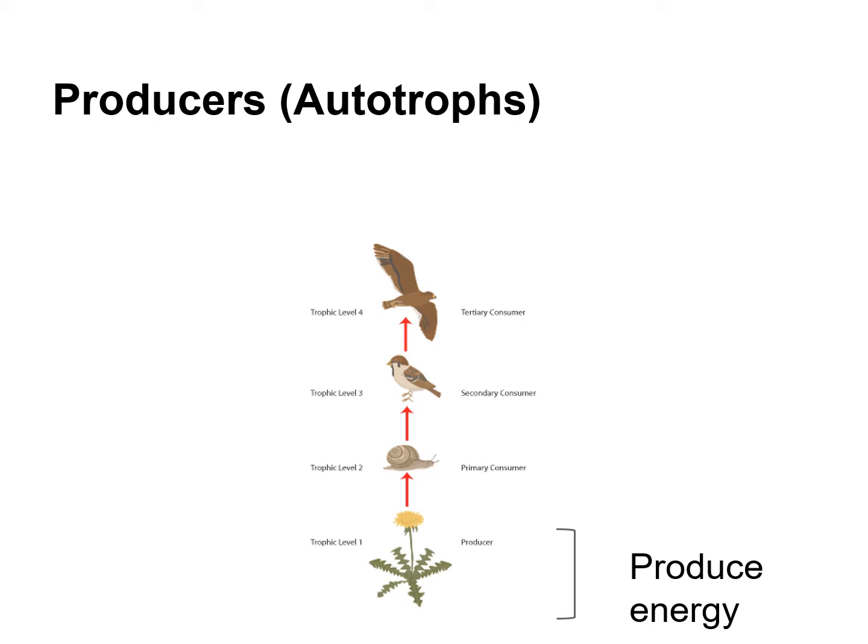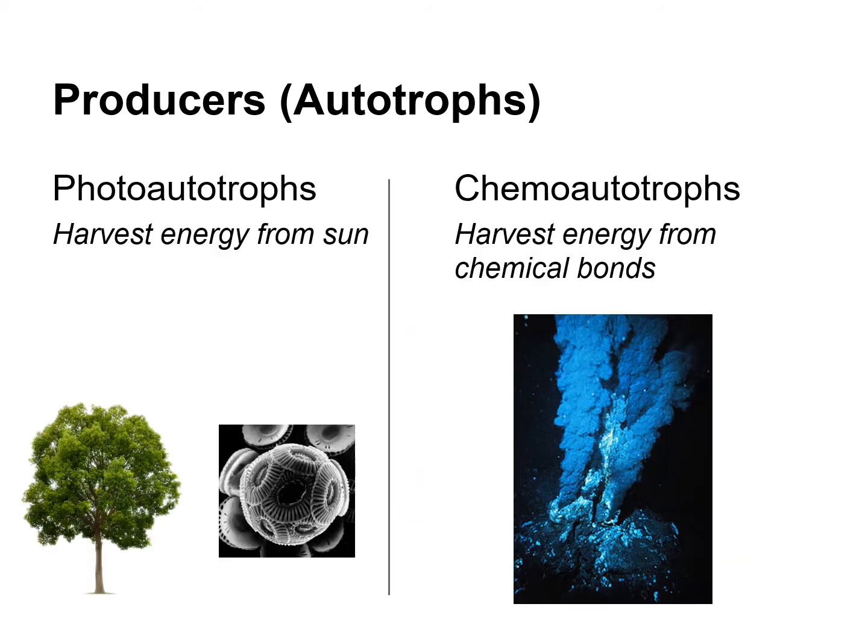A couple ways we can think about that is you have photoautotrophs, which harvest energy from the sun. That's like your tree right here, or some phytoplankton that are sitting in the ocean, floating around. They go through the process of photosynthesis. Most of you probably have heard of that before, hopefully. So they're going through photosynthesis, taking sunlight and turning it into energy.